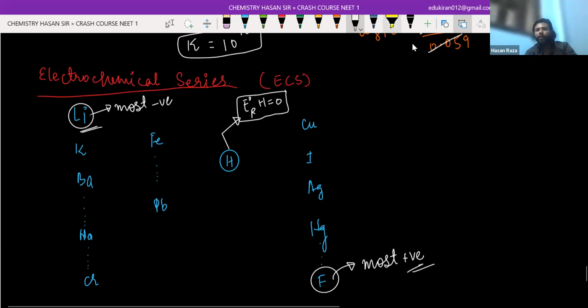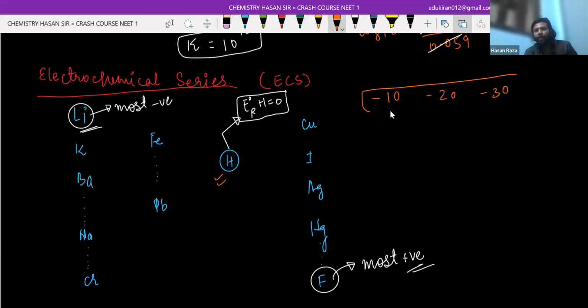All the values are calculated with reference to hydrogen, and here E naught R of hydrogen is 0. Always remember that the one with the highest negative value, or you can say the lowest value of E naught R. If I ask you -10, -20, and -30, which one will be the lowest? A smaller number: -30. Right? Yes or no?